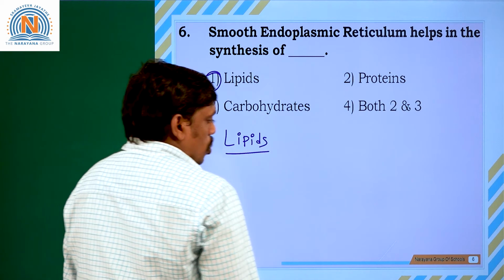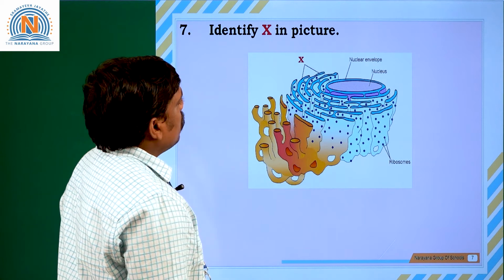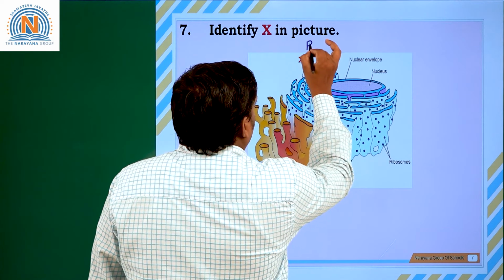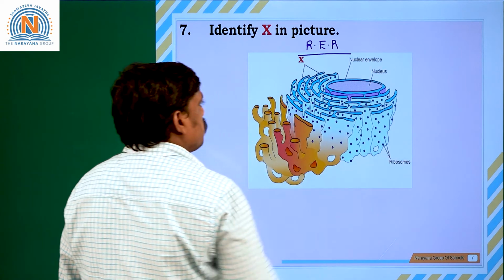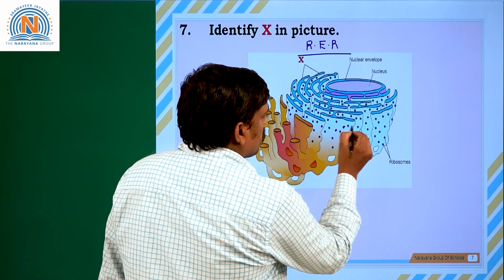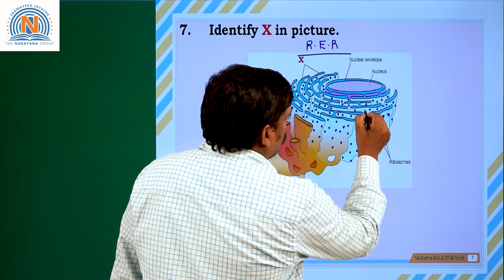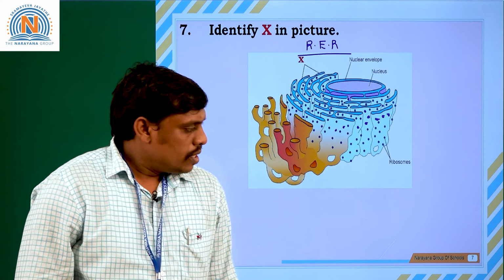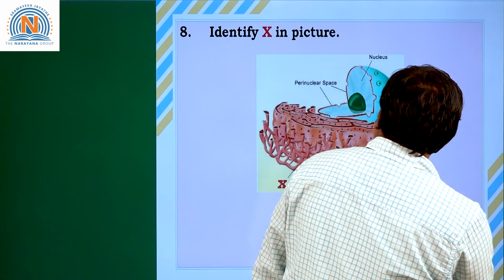Going for next question. Identify the X in the picture. The given figure is a rough endoplasmic reticulum that contains, you can see, the ribosomes upon its surface. These blue color dot-like structures are called ribosomes. Clear students? This is an interesting assignment key, and go for the next question.